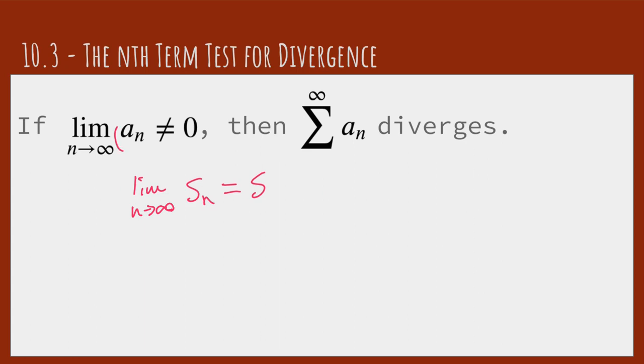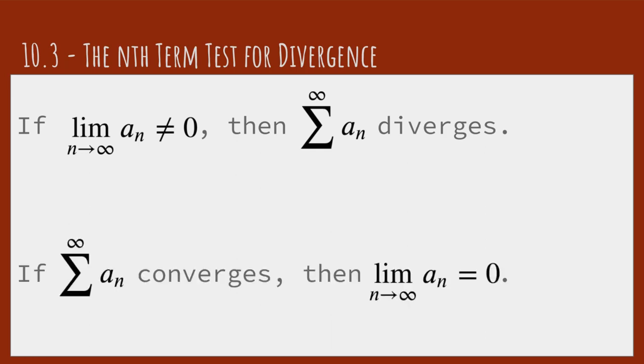Well, if the terms themselves are not approaching zero, then the partial sums are not going to be getting closer and closer to one particular value. So based on that, we have this nth term test for divergence, which is a pretty simple thing. Essentially what it says is exactly this: if the terms don't approach zero, the series diverges, we're done.